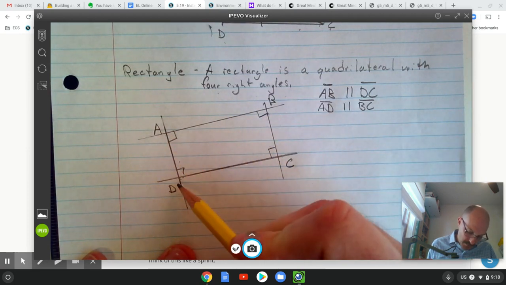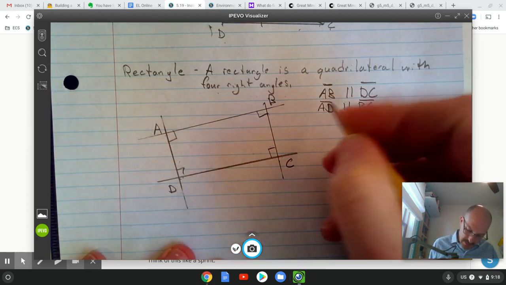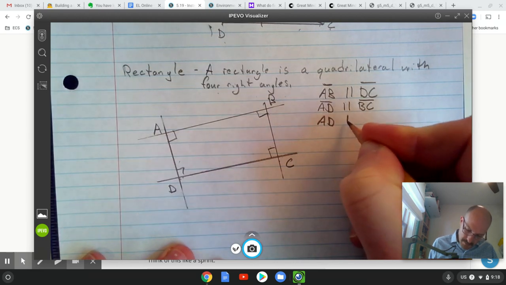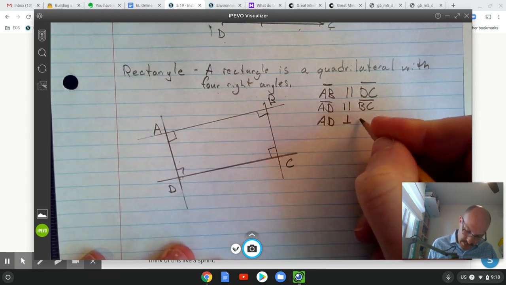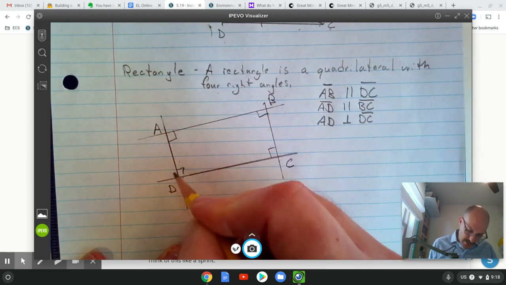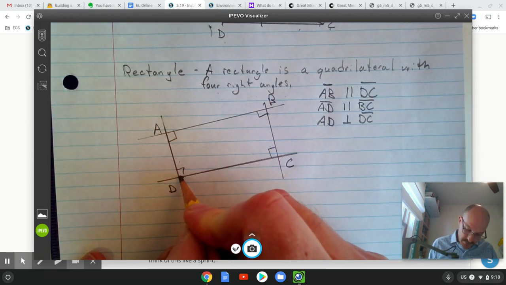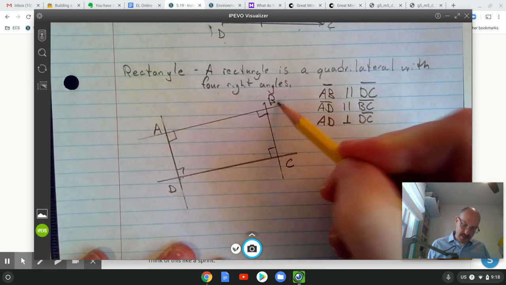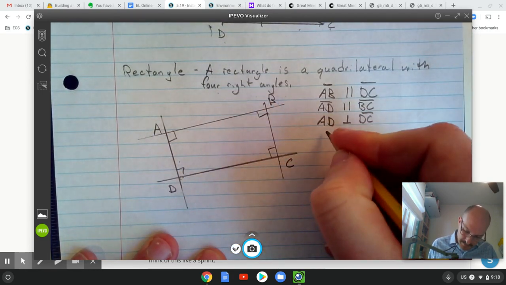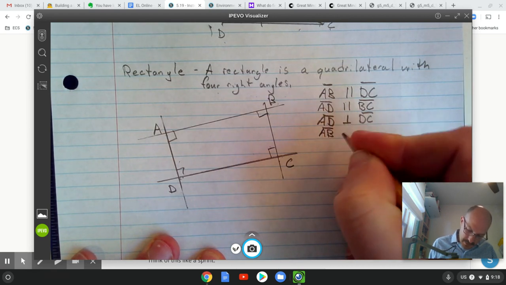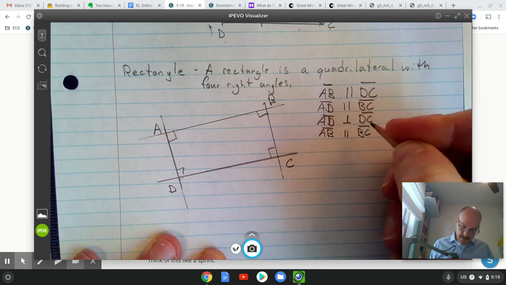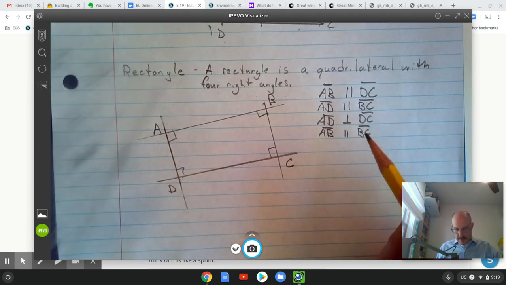Line segment AD is perpendicular to line segment DC. AD is perpendicular to DC, and that's just noting that that's a right angle. And AB is perpendicular to BC, to line segment BC. Let's look at the diagonals.